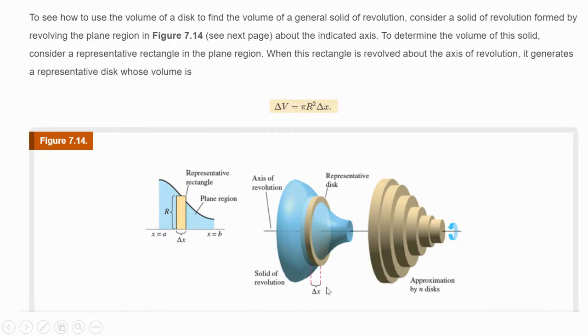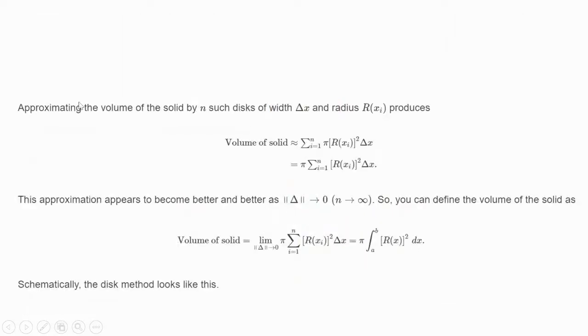So we can do this, but we're also saying this is different every place we go to x. What we're really doing is getting a representative disk, but as we move along this function, we get disks of different size. And so the volume is approximated by the sum of the volumes of those disks. Now we're using different values of x.